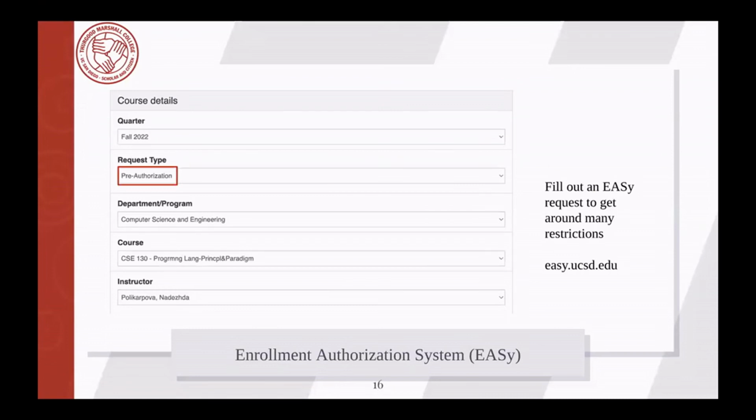To request pre-authorization to enroll in a course due to any restrictions or prerequisites not being met, please use UCSD's Enrollment Authorization System, or EASY for short. Please note, you may need to provide proof that you have met all the prerequisites for a course in order to be approved. To access EASY, please visit easy.ucsd.edu.